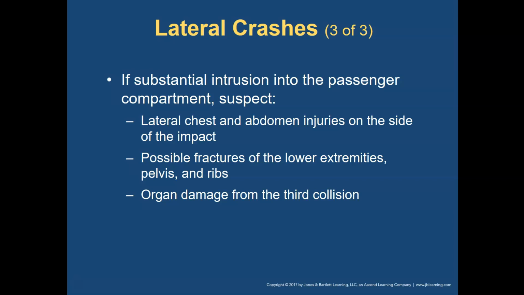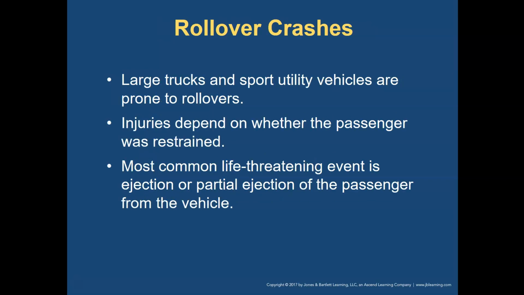Lateral chest and abdomen injuries on the side of the impact. We understand that chest and abdomen injuries can be a big deal. Possible fractures of the lower extremities and pelvis, ribs, all of that. And then even some organ damage, so organ damage from the third collision. Approximately 25% of all severe injuries to the aorta that occur in motor vehicle crashes are a result of lateral collisions, because things just get sheared off, and it becomes a real problem because there's so much force being applied.